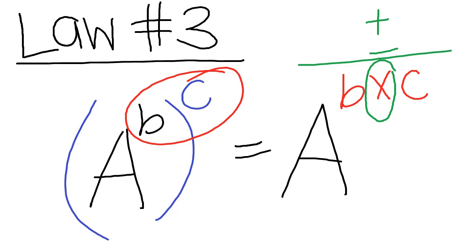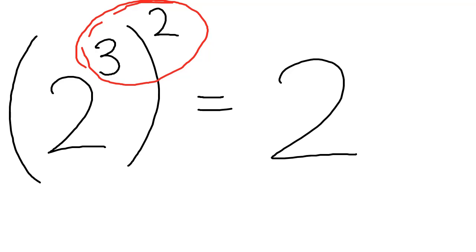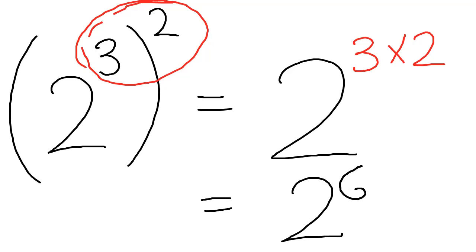So let's look at our first example. Well, because of this bracket in the middle, we will be multiplying these two exponents. So our final answer will have the same base, but our exponents will be 3 multiplied by 2. So our answer will be 2 exponent 6, because 3 times 2 is 6.